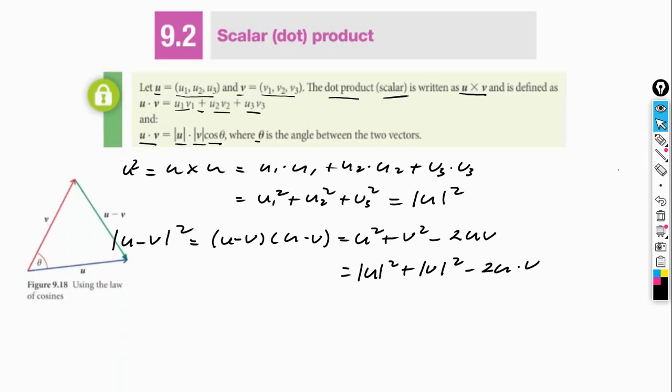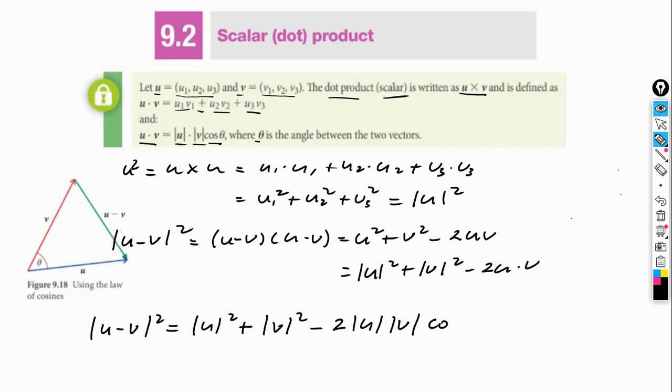So let's relate this now to the law of cosines. From the law of cosines, we know that the magnitude of u minus v squared is equal to the magnitude of u squared plus the magnitude of v squared minus 2 times the magnitude of u times the magnitude of v times the cosine of the angle theta, which is contained between u and v, as we can see in this triangle. Now, notice that this and this equation are equal to each other.